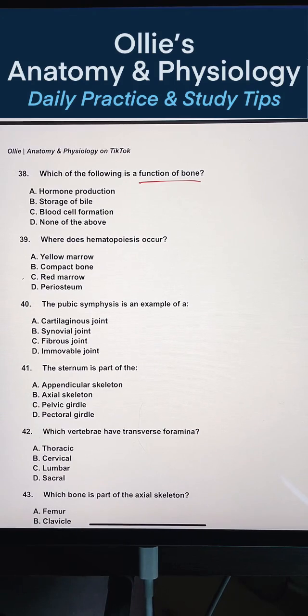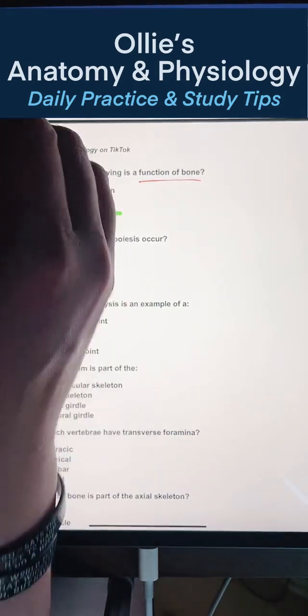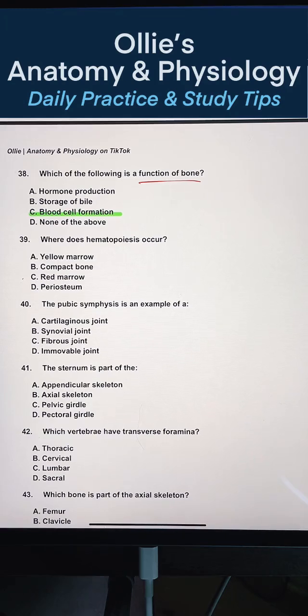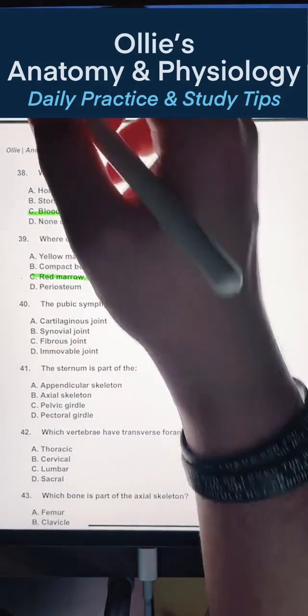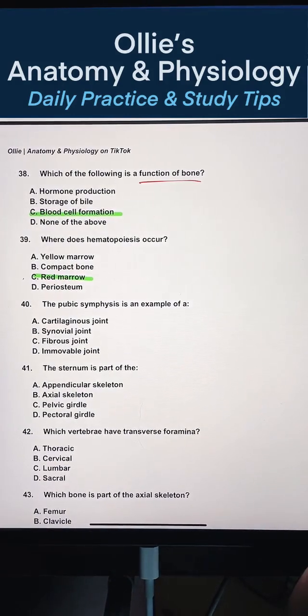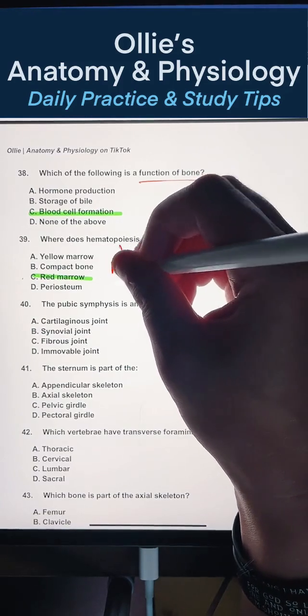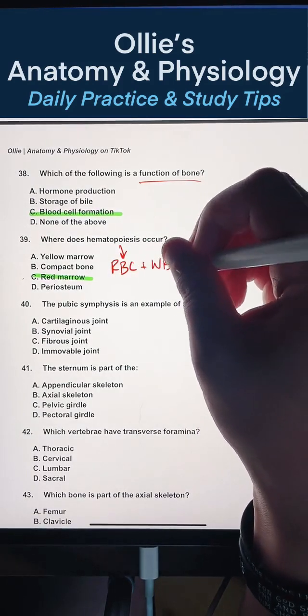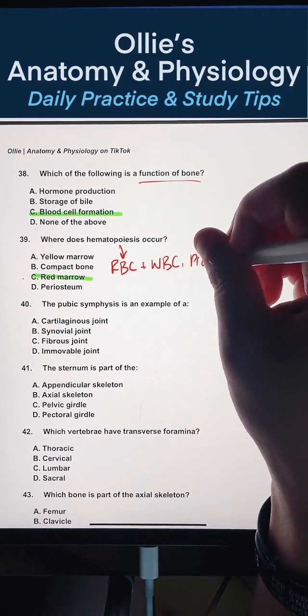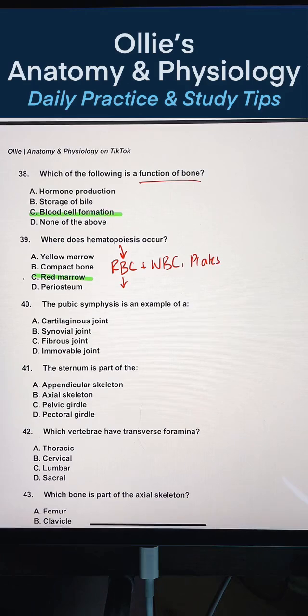But number 38, the answer is C. It is blood cell formation. Hematopoiesis occurs in red marrow. The other ones are not a function there. Number 39, where does hematopoiesis occur? I kind of just gave away the answer there, but it is red marrow, answer choice C. So we have our blood cell formation that occurs at the red marrow. Hematopoiesis is the formation of red blood cells, white blood cells, and platelets. Red blood cells, specifically, the formation of those is erythropoiesis.